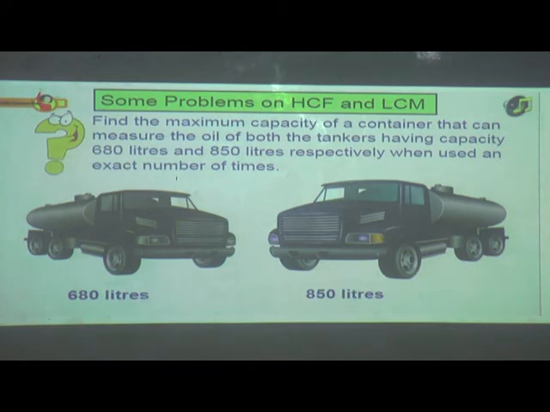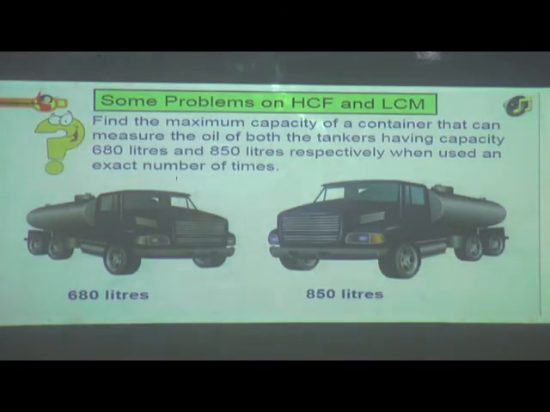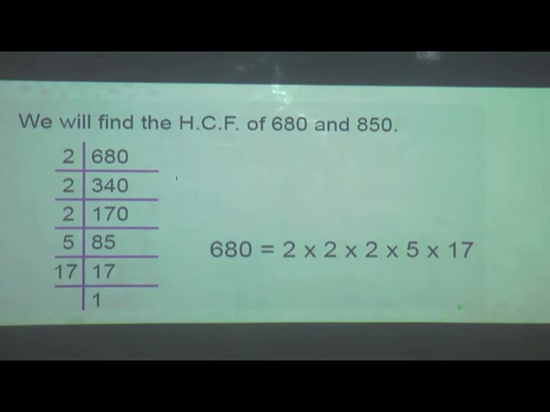As we have 680 liters and 850 liters in different tankers, the capacity of both tankers is different, but still we are going to find a common maximum capacity of a container that can measure it. So let us see. As we have to find the maximum capacity of a container, as the word maximum itself indicates, we have to find the highest common factor.